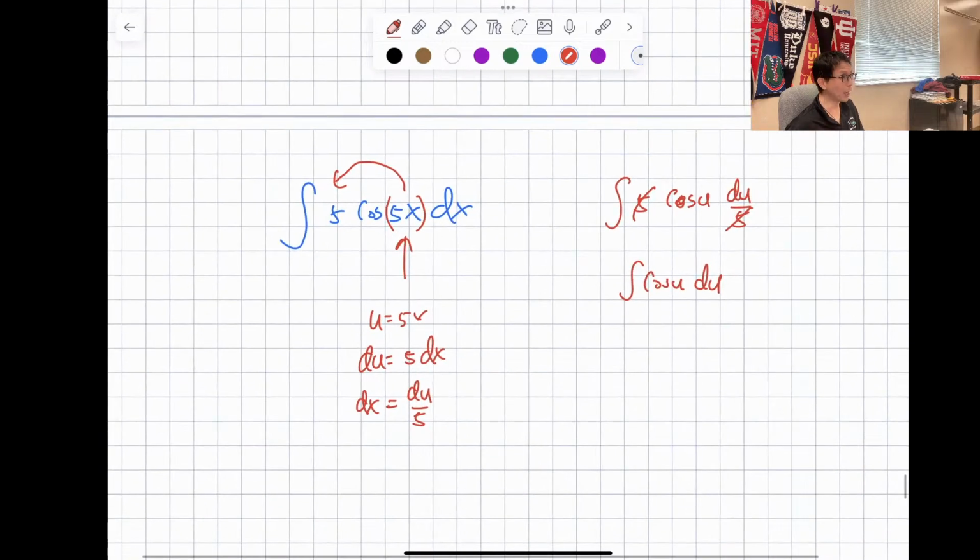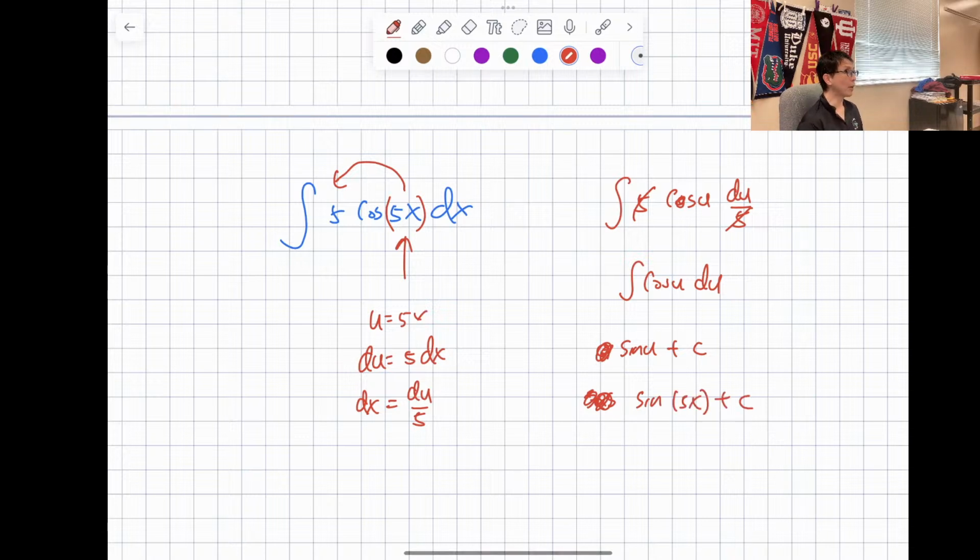Then that's going to be what? Is it sine u? Or, you lied to me, Kushan. Oh, wait, my bad. Sine of 5x plus c. And guess what? If you don't believe Kushan, you can always take a derivative of sine of 5x. So Kushan saved me last time by trying to set a trap for me.